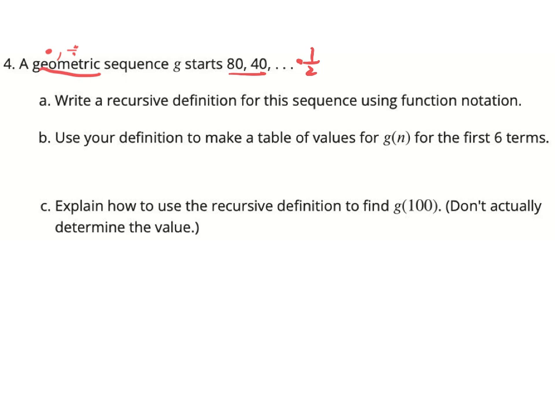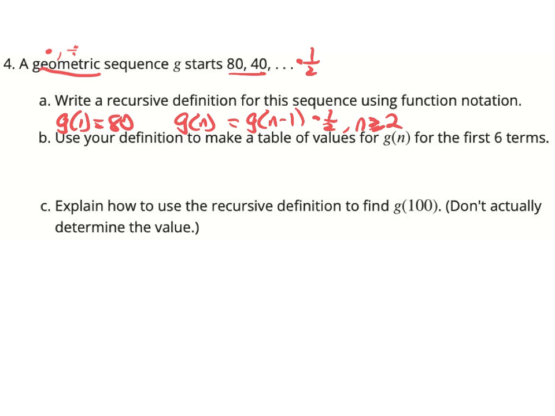So now to write the definition, g of 1 equals 80. First term is always the first term. G of any term in a sequence is the previous term, the previous output, times 1/2 for n greater than or equal to 2. To write a formal definition, you always need all of the components.